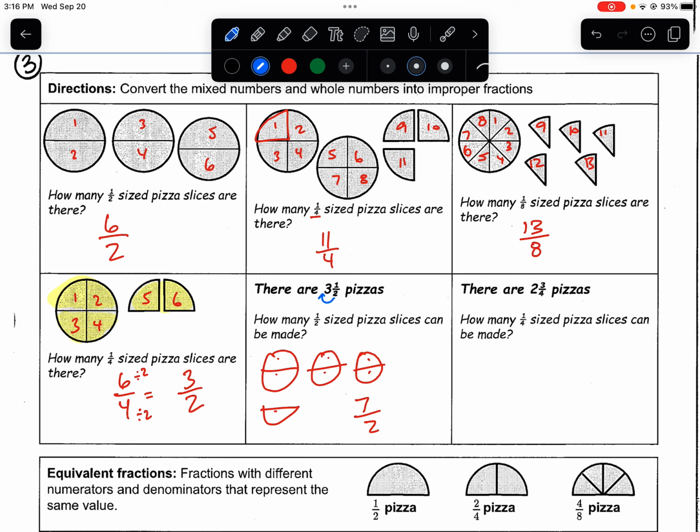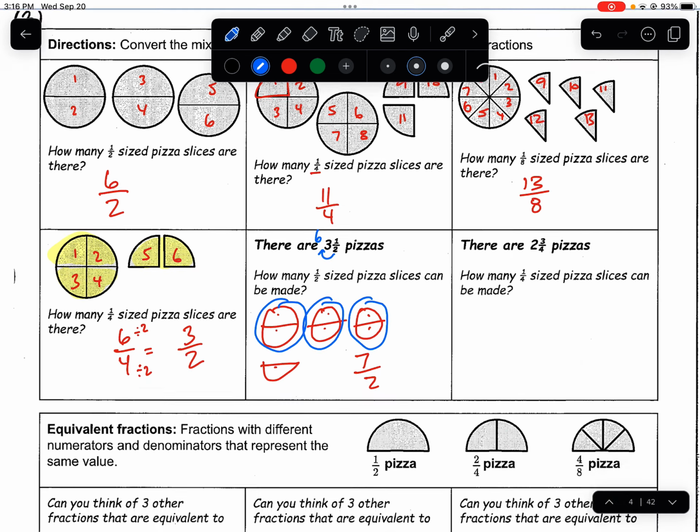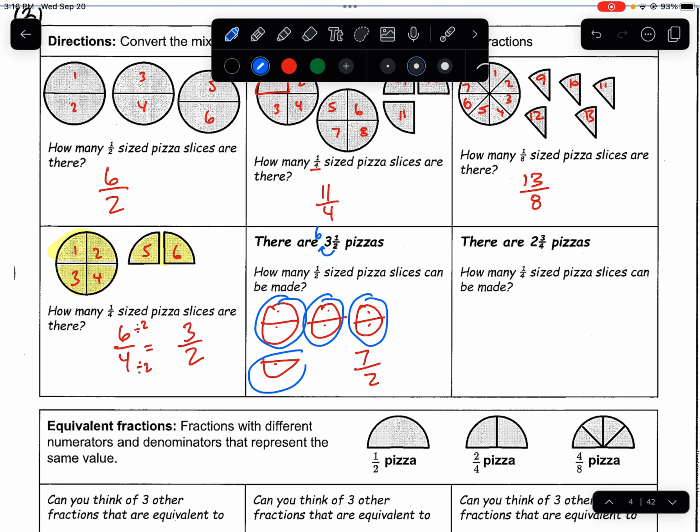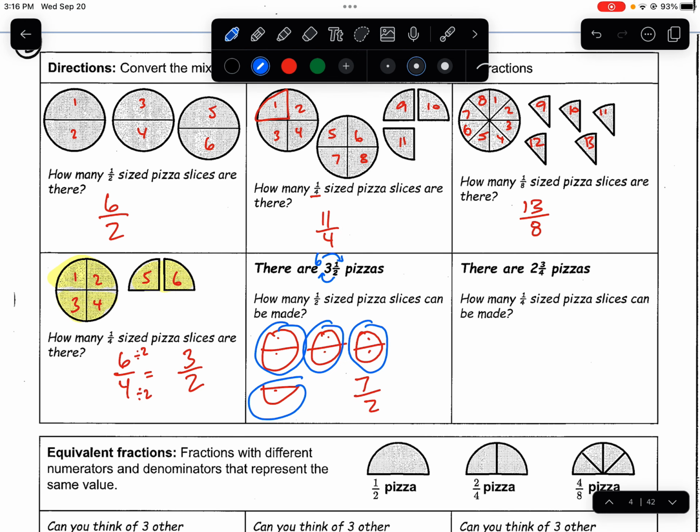Because there are 2 halves in every whole, 2 times 3 gets us 6, right? And then we have to add that remaining half. So we take 6, and then we add that 1, which gets us 7. 7 over 2, 7 halves of a pizza.